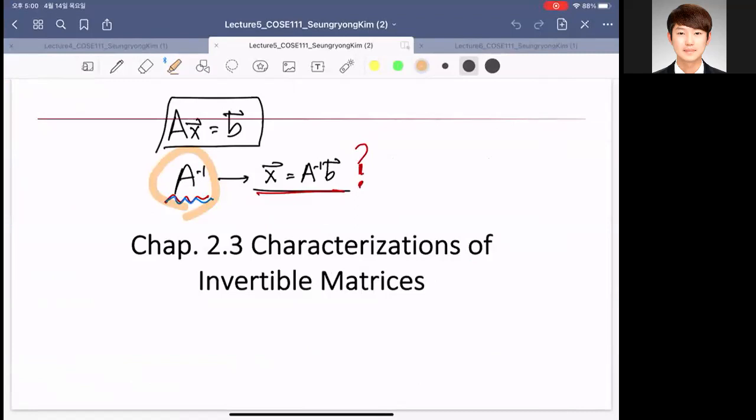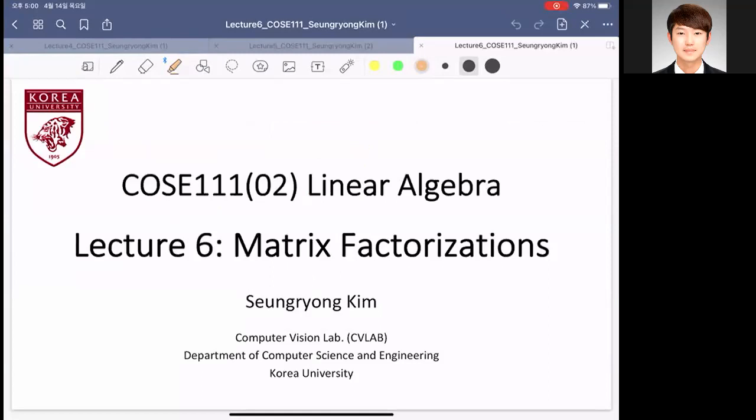In the last lecture, we discussed what matrix operations are and what the inverse of a matrix is. Today we will finish chapter 2.3 and then move on to matrix factorization, lecture 6.